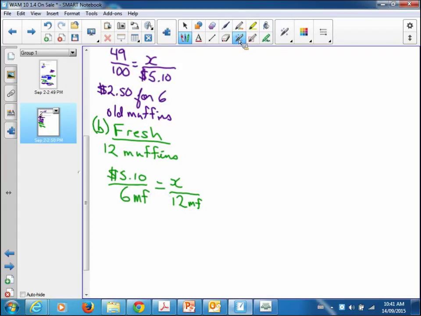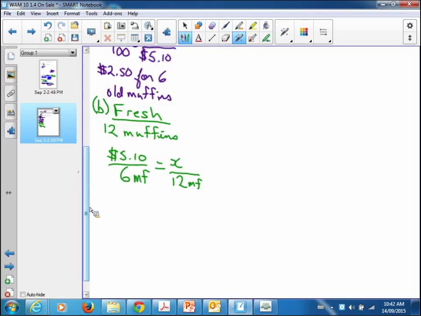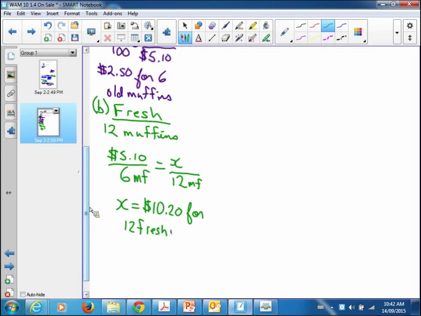And that's again, cross multiply, divide by the loaner, and you've got a price for a dozen muffins, 12 muffins. You can probably do this one in your head, but I want you to see the method on paper so that you can do tougher ones that you can't do in your head. So this should be $10.20. $10.20, 12 fresh muffins.